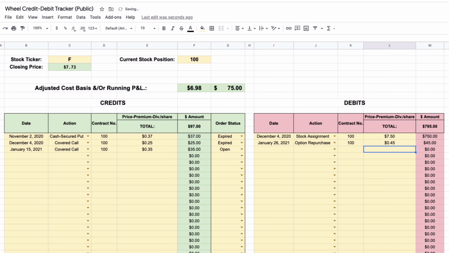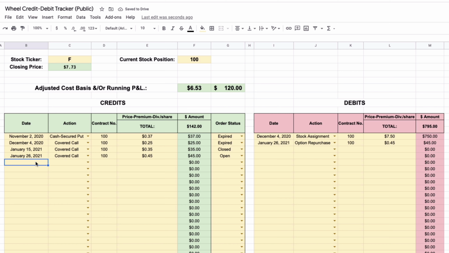And we're going to roll the option out in time. So it's January the 26th. And we're going to write another covered call against the shares we still hold. Okay, and this time we're going to receive a 45-cent credit. This option is no longer open. It's been closed rather than allowed to expire. And this current position is now open.